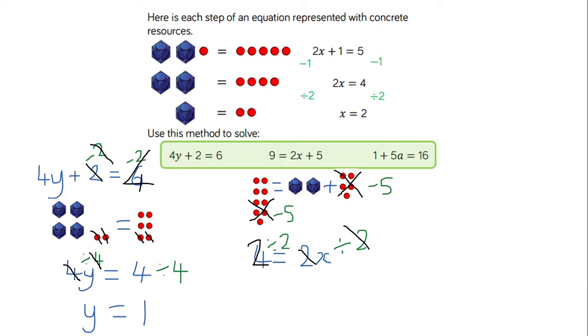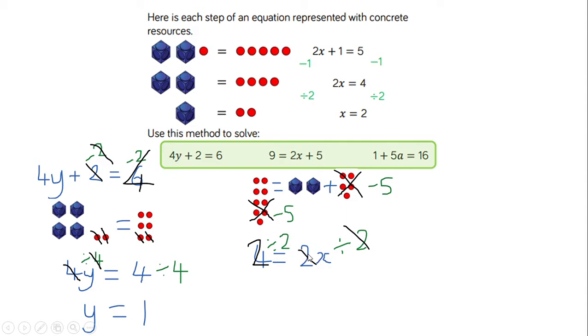I apologise about my animations haven't come up in the right order. So here we had 4 equals 2x now, because we've got rid of that 5. Remember, I need to get x on its own. I need to find the value of x. This side was 2x, so 4 equals 2x. I need to get x on its own. How am I going to get that x on its own?